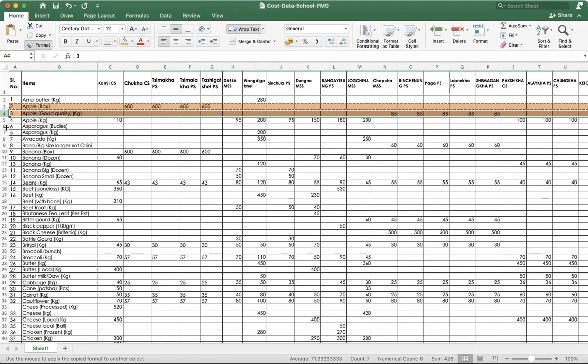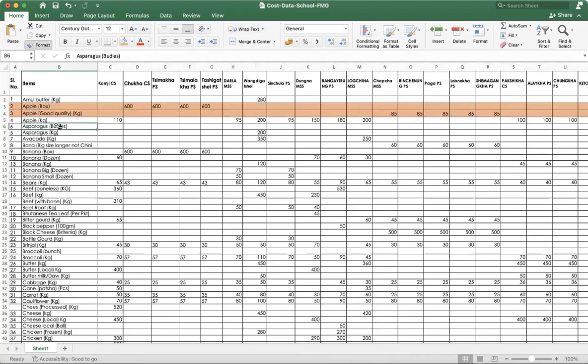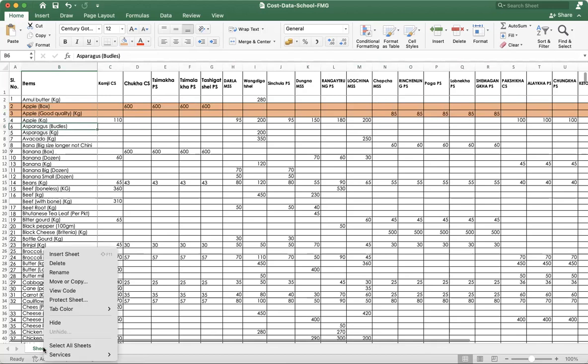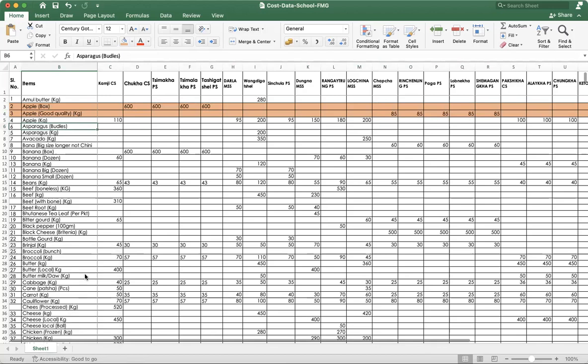No, no, but what we have to do now is make the findings consistent, with the terminology for box, good quality, and bundles. So to show that we need this data also. So how do you show that? Copy this.